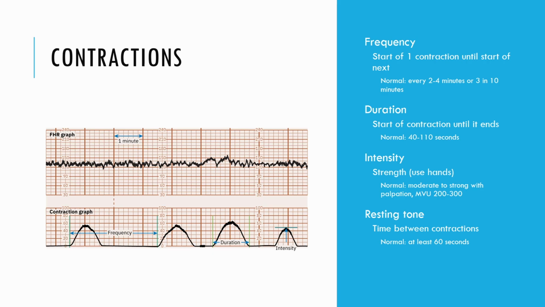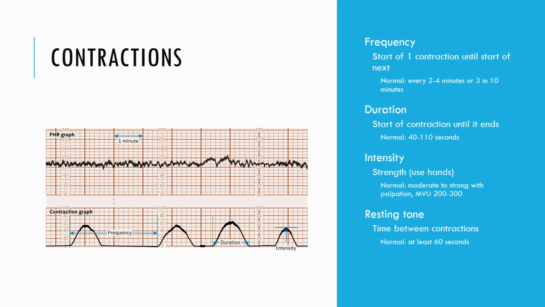Duration means how long does one contraction last? So you look at the start of the contraction and count how many seconds it goes until it ends. Normal contraction lasts from 40 seconds up to 110 seconds. The intensity of a contraction, remember when we're using our external monitors, we need to put our hands on their belly to see how strong that contraction is.